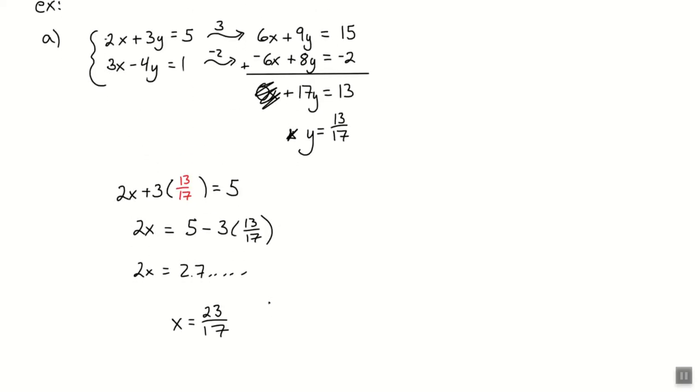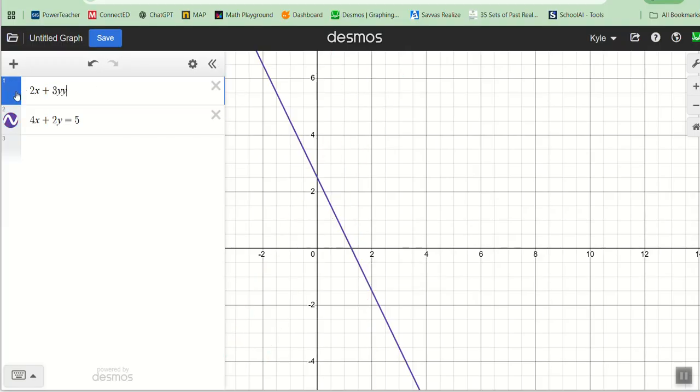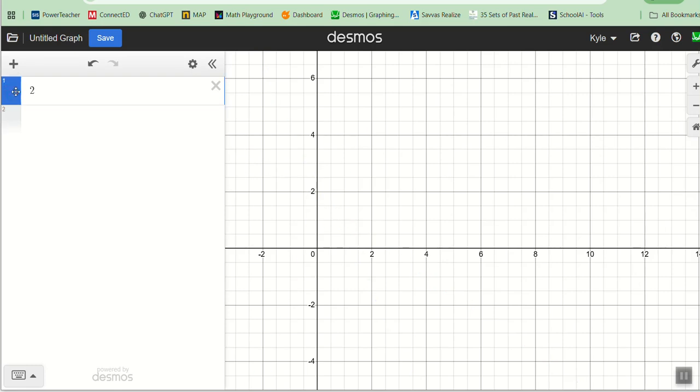Okay. Same thing is going to happen here. I'm going to use Desmos instead of making us plug it into our calculator. I claim that it's 23/17 and 13/17. 2x plus 3y equals 5. What was the other equation? No, too many people at once.